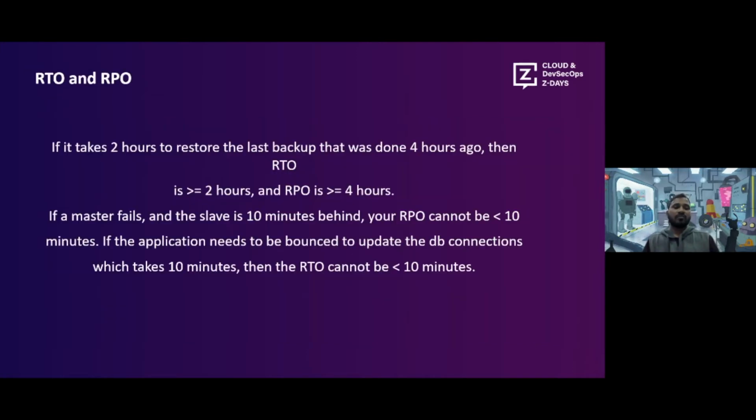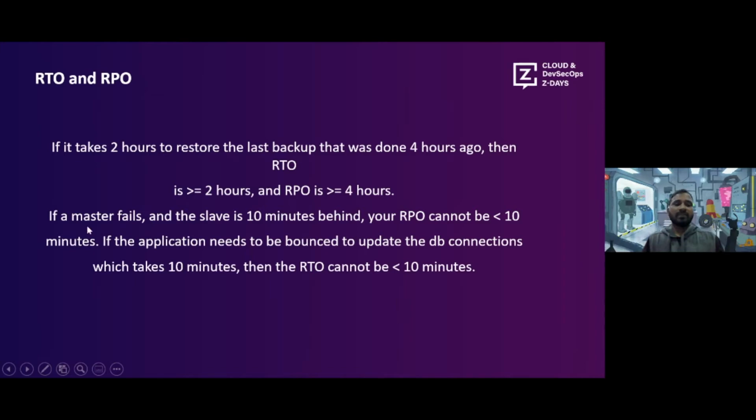Okay, so one simple example to understand what RTO and RPO are. If it takes 2 hours to restore the last backup that was done 4 hours ago, the 2 hours to restore the backup is the RTO, and the 4 hours back data which you are restoring is the RPO. But it is not always absolute when you are estimating it. It may be more than or approximate to the 2 hours or 4 hours.